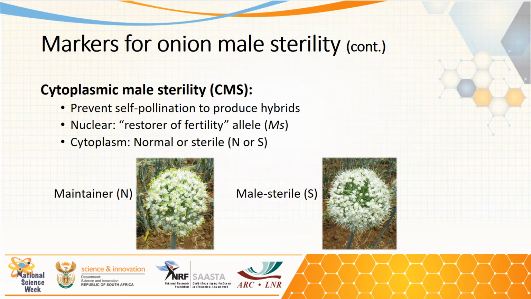First, for some theory on what cytoplasmic male sterility is. It is a naturally occurring genetic condition in onion and many other plants, which plant breeders have harnessed to prevent self-pollination in order to produce hybrids.